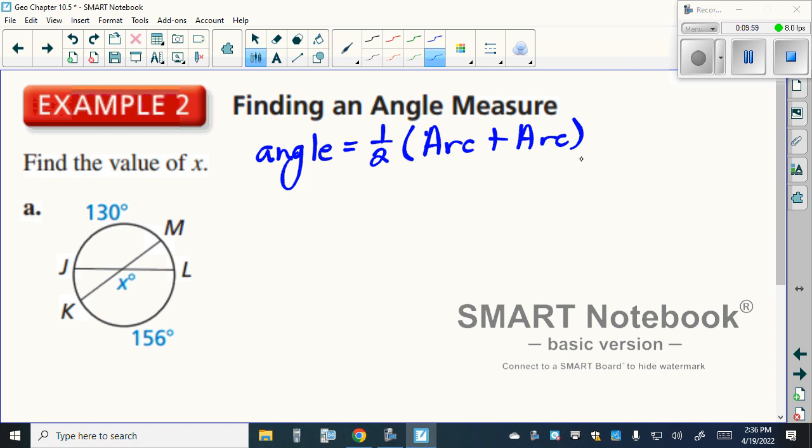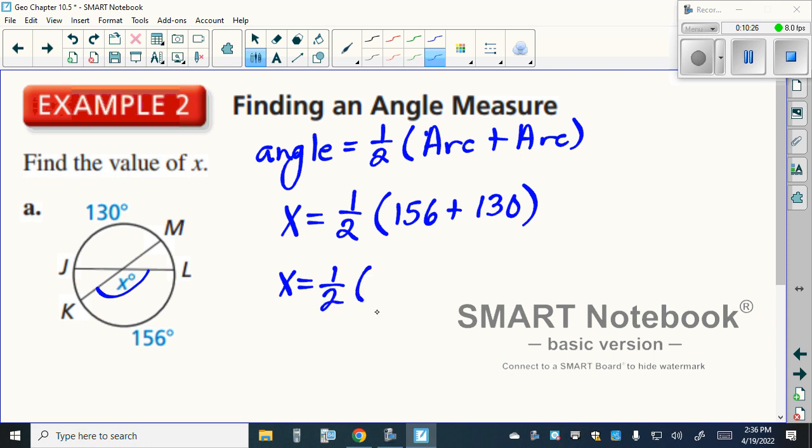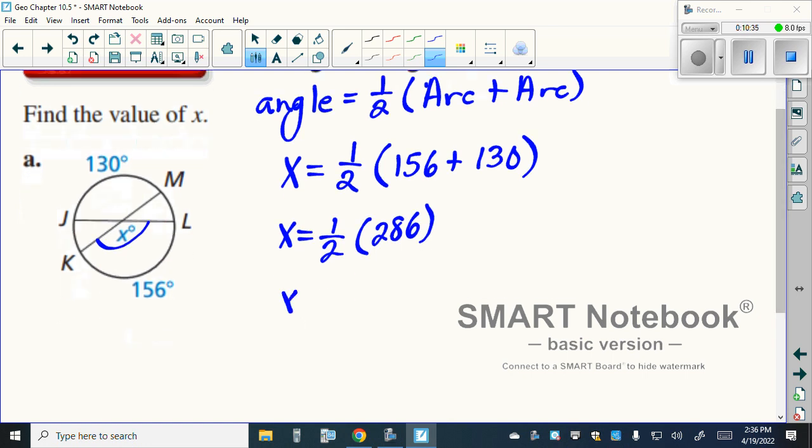Now our angle here we have is plus. So if we solve this here, we can do 156 plus 130, which is 286. And if we multiply it by 1/2 or divide it by 2, we get 143. And that's it.